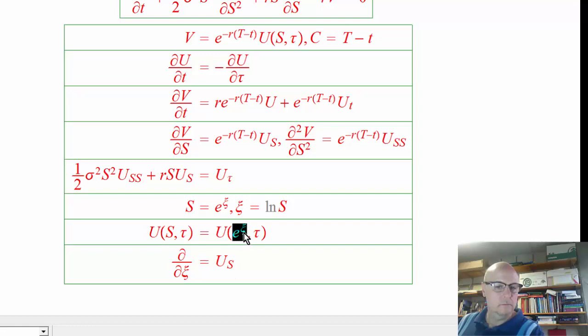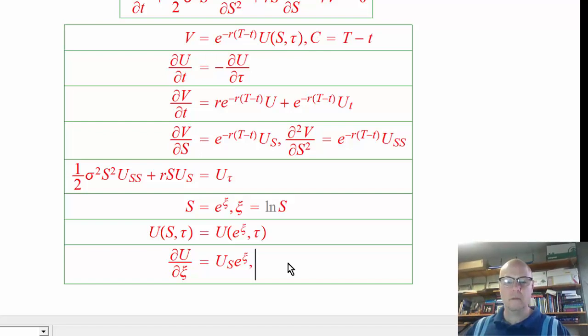Well, since it's e to the squiggle, the derivative of e to the x is just e to the x. So that's what we get if I differentiate u with respect to squiggle. It's the derivative of u with respect to s just times e to the squiggle. Well, now I need a second derivative as well.